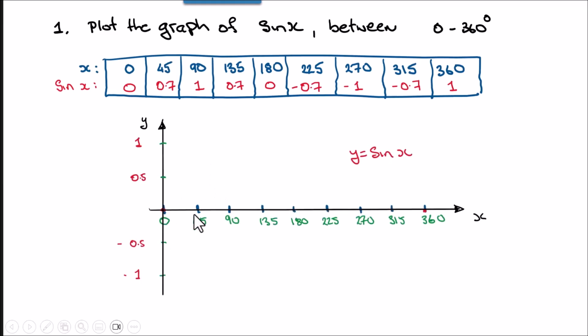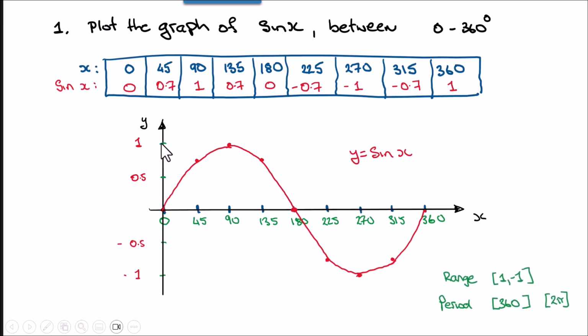So if we do a layout here with increments of 45 along the x-axis and 0.5 along the y-axis, and put in the values of sine corresponding to each of the values of x, we get the following curve. So this is the typical sine of x graph. The maximum value is +1, the minimum value is -1, so the range is between +1 and -1, and you can see that the graph starts to repeat itself every 360 degrees or every 2 pi.